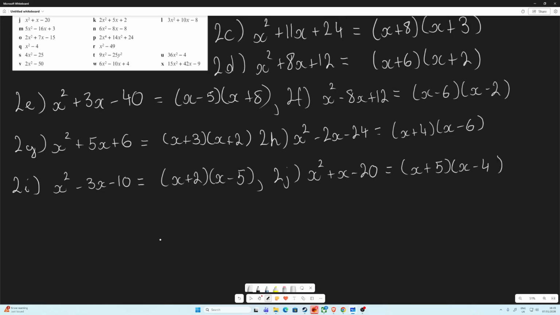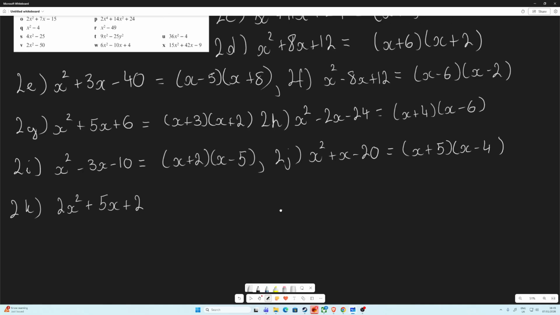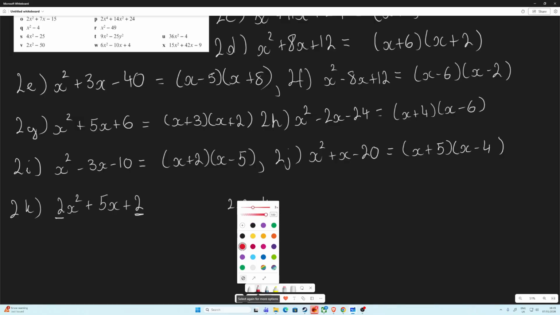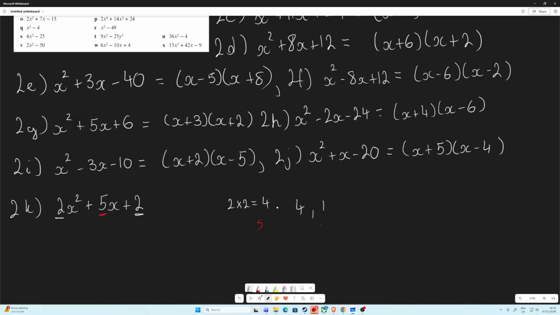Okay, 2k. Now the coefficient will be not equal to 1, so 2k: I have 2x squared plus 5x plus 2. What we have to do now is find two numbers that multiply to 4, because we take that 2 and that 2, so 2 times 2 is 4, and we're going to keep that 5. Two numbers that multiply to 4 and add to 5 will be 4 and 1.